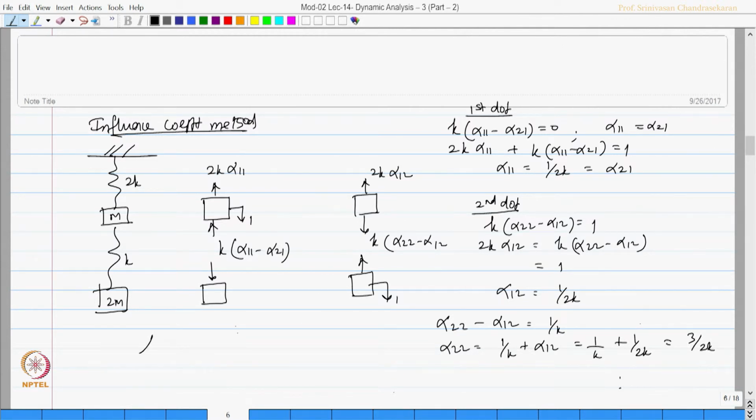So now I have the alpha matrix with 1 by 2k constant out. This is going to be α₁₁ and α₂₁ as 1 and 1, α₁₂ is again 1 and this is 3. And for this problem the mass matrix is m, 0, 0, 2m.